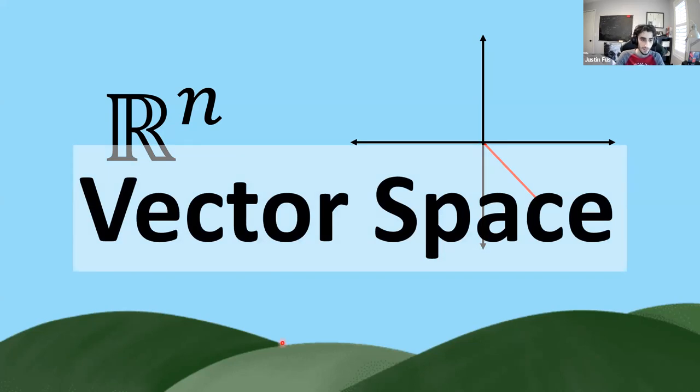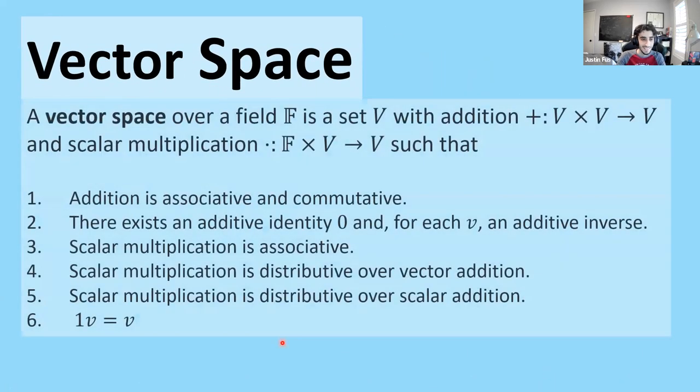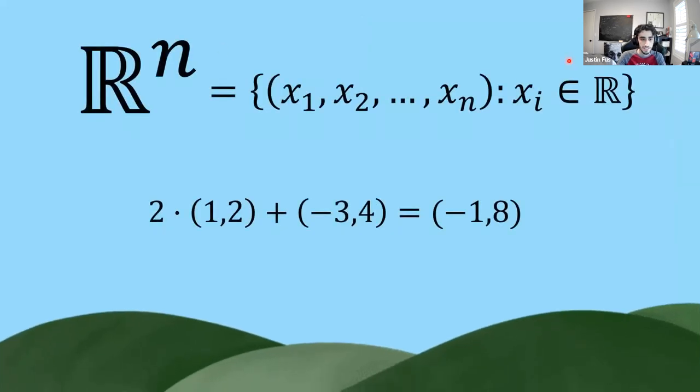So a vector space, as you might recall from linear algebra, is a special set with addition and scalar multiplication defined on it, such that these nice properties hold true. So this is, so far, just our usual A22 linear algebra definition of a vector space. In Rn, we can imagine it formally as a set of real n-tuples, where each of these components or terms lives in the set R of real numbers, and addition and scalar multiplication happen as we're used to. So for example, 2 times (1, 2) plus (-3, 4) will get us the vector (-1, 8), assuming I know how to add things.